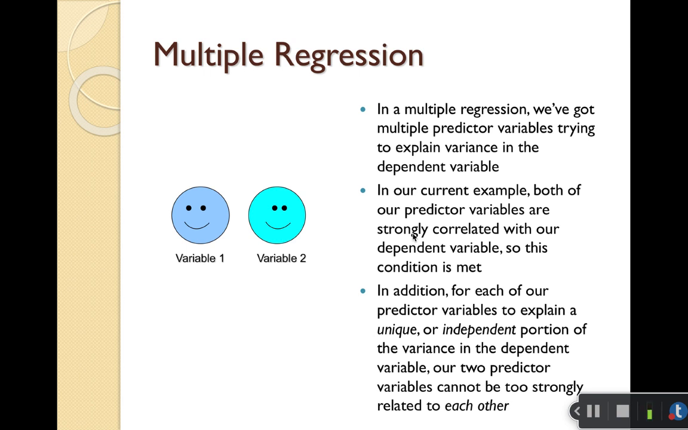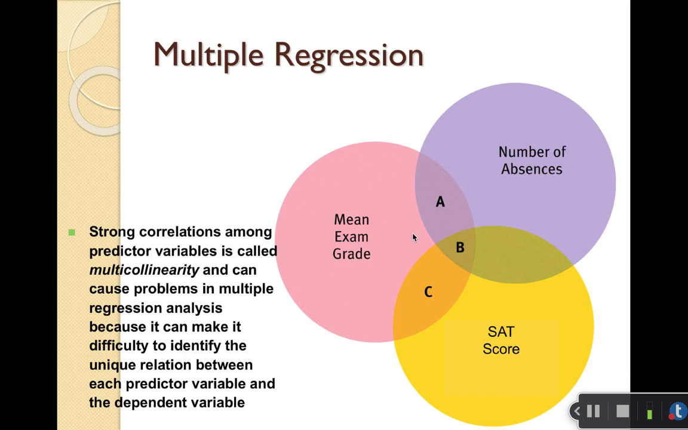So in multiple regression, we're trying to use multiple predictors to explain variance in the dependent variable. So we want our predictors, or our IVs, to both be related to the dependent. But we don't want our IVs or predictors to be too closely related to each other. So we want our predictor variables to explain a unique or an independent portion of the variance in the dependent variable. We want our predictors to be related to the DV. We don't want our predictors to be too strongly related to each other.